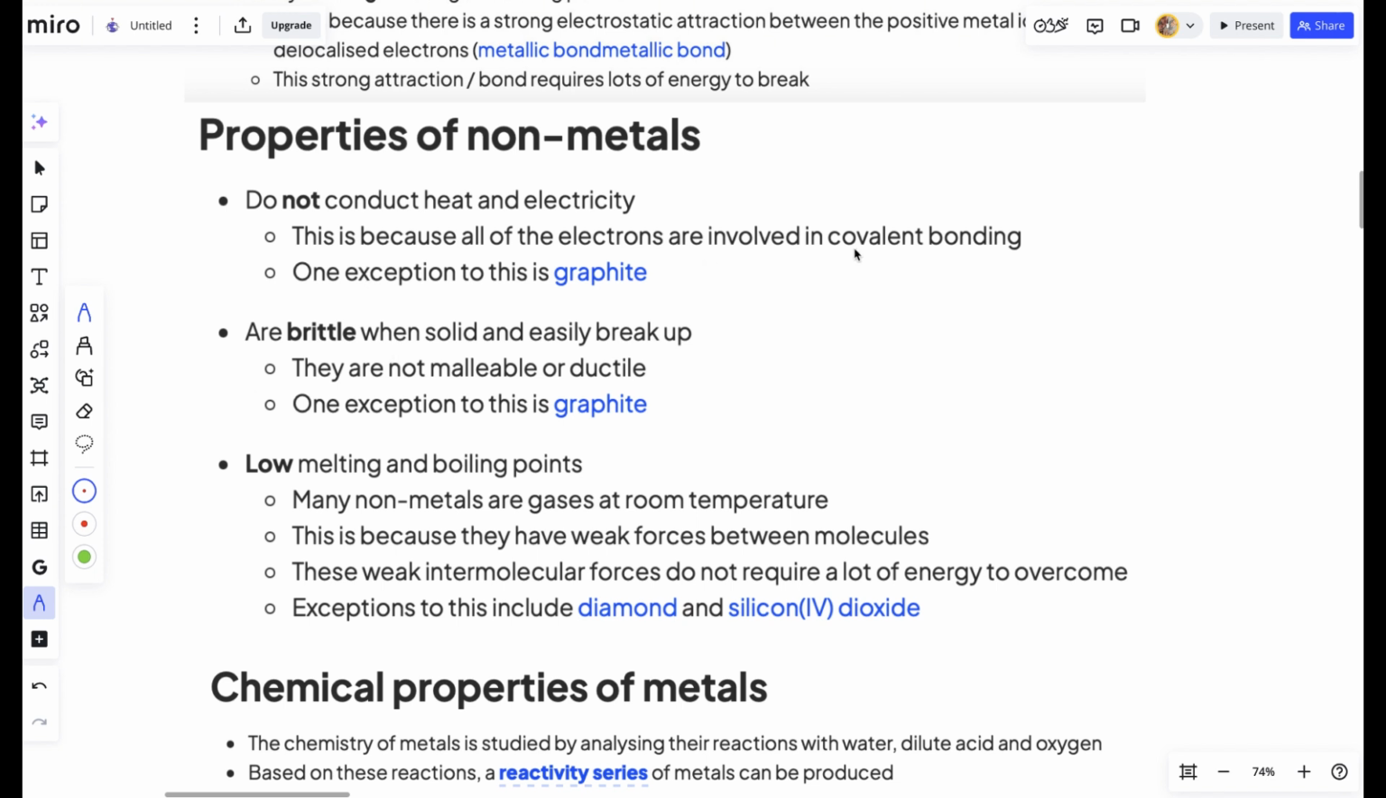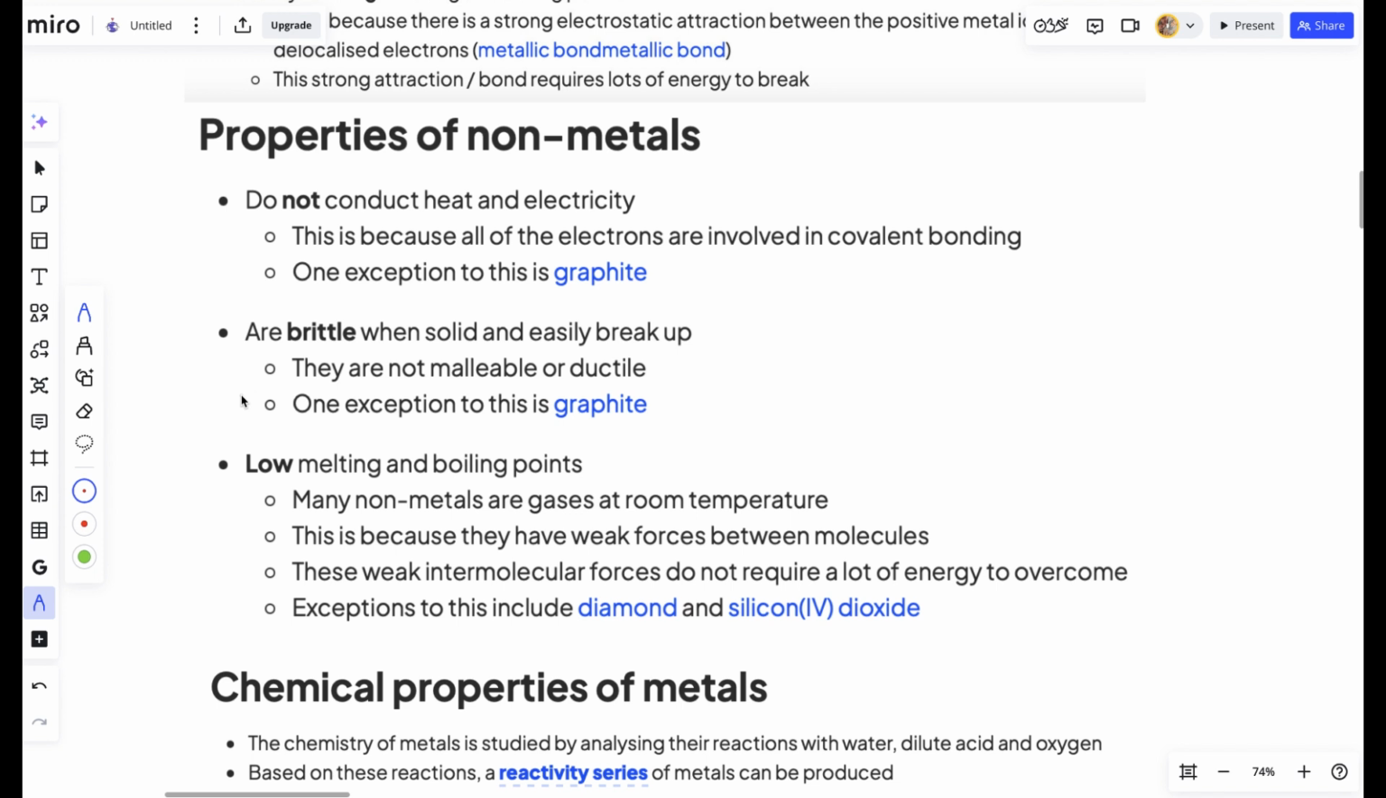Because the electrons are involved in covalent bonding. It's not ionic bonding. Non-metals combine with themselves to form covalent bonds. They don't form ionic bonds. Ionic bond is a bond that happens between a metal and a non-metal. And non-metals alone form covalent bonding. Remember that. We've treated that already. So they cannot form ionic bonds.